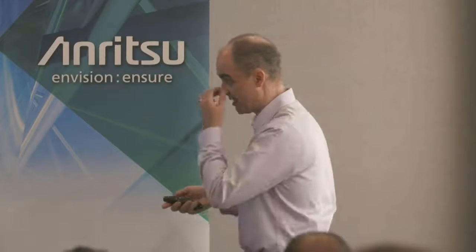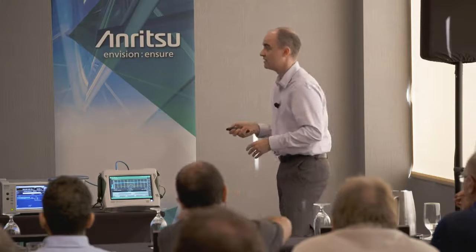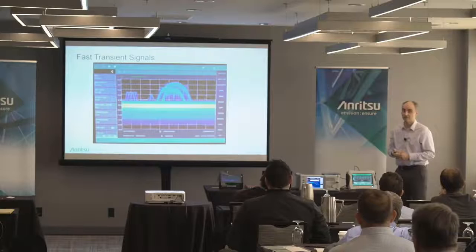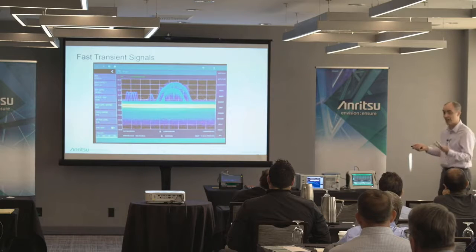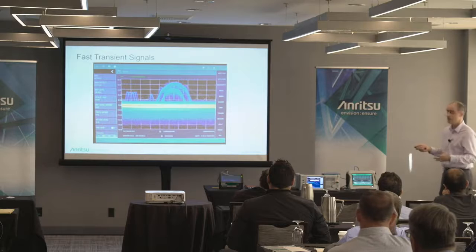Why am I going through all this, right? With TDD, I'm going to have something that comes on and goes off every how many milliseconds, right? Millisecond, half millisecond? Depends. I could have symbols that come on every 5 microseconds. A swept spectrum analyzer is going to have a hard time with that. A real-time spectrum analyzer won't, because it captures all of those, right?